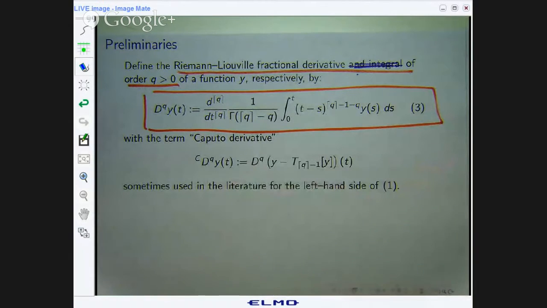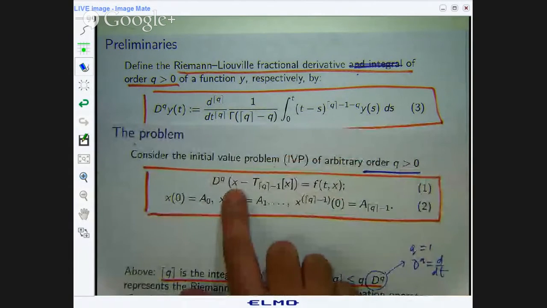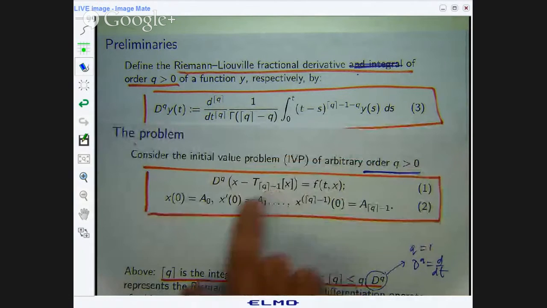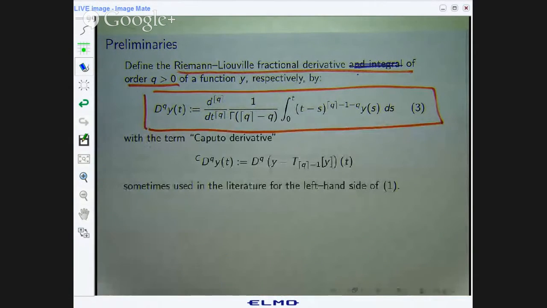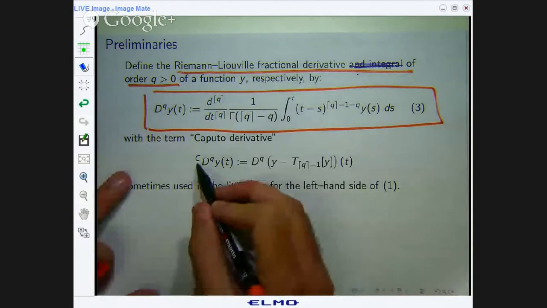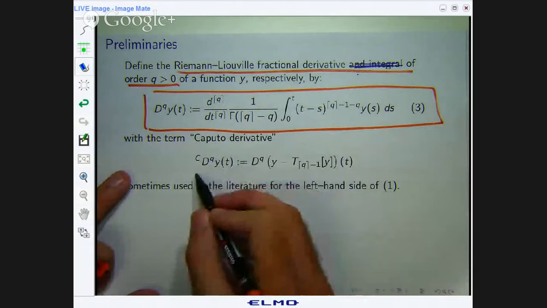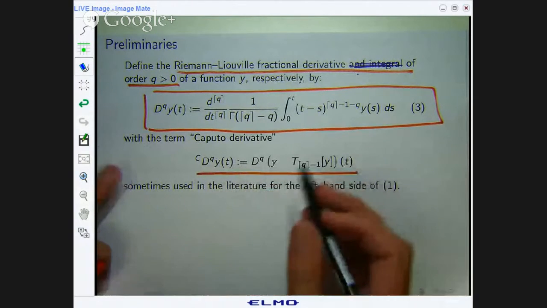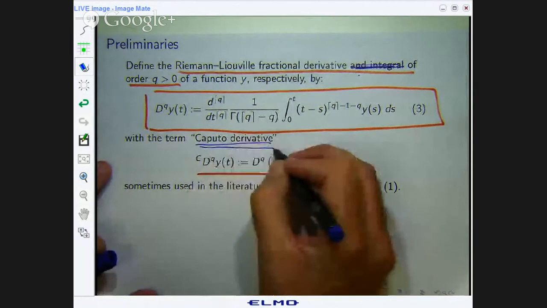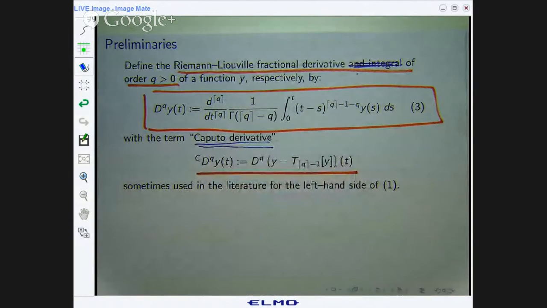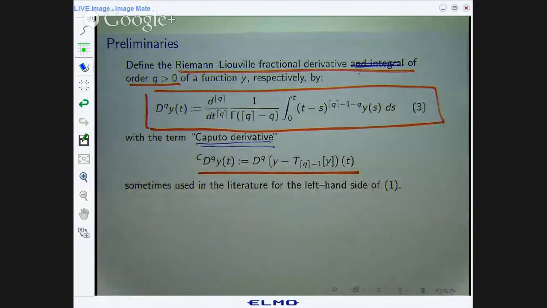And sometimes, as I showed you on the right-hand side back here, this problem with the x minus the Taylor polynomial, the left-hand side notation is reduced down to this sort of C D^q y, sometimes called the Caputo derivative. Okay, and it's sometimes used in the literature.